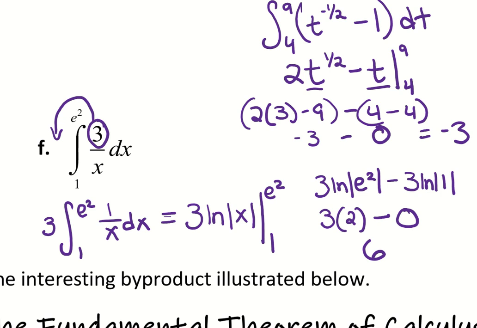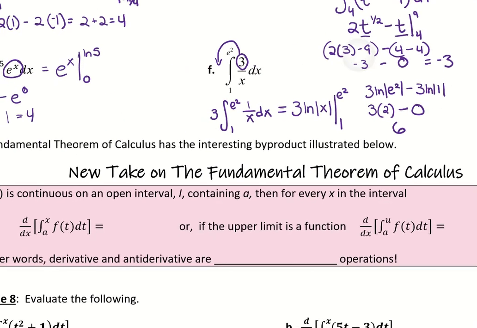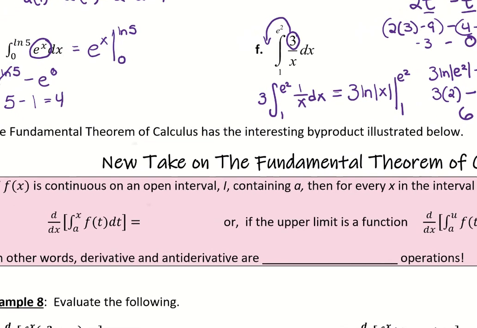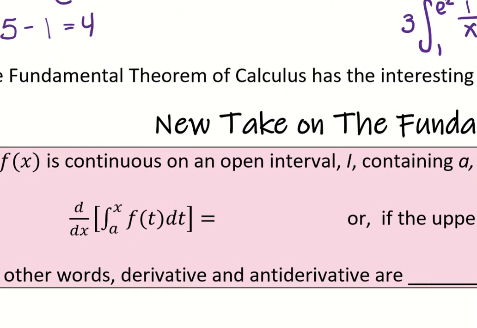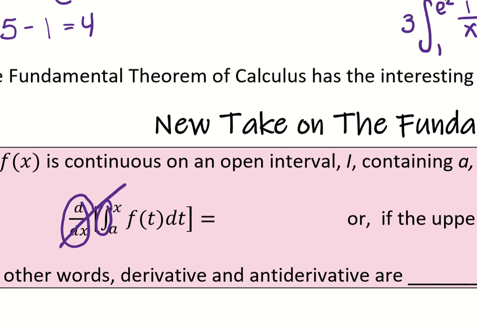All right. So the fundamental theorem of calculus has an interesting byproduct that we're going to take a look at. And that's this. When we take the derivative of the integral, they undo each other. We've talked about this in class already, y'all, so don't panic when you see this. It just means that when you have a derivative and you have an integral, they undo each other.